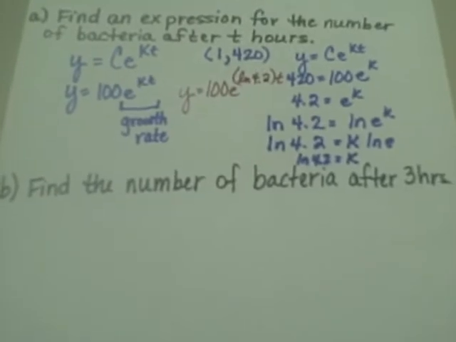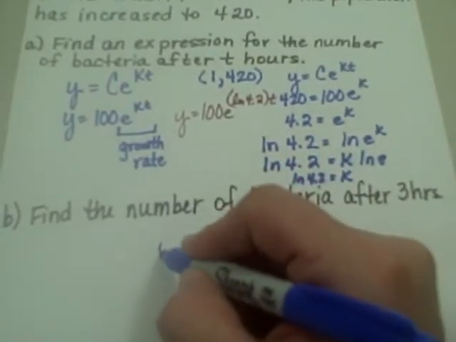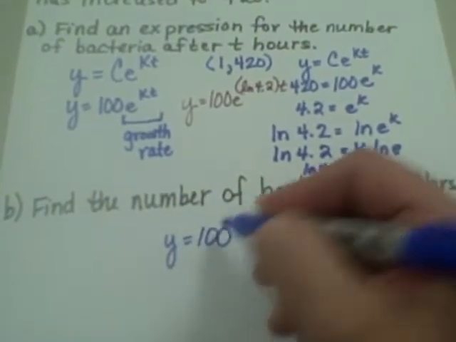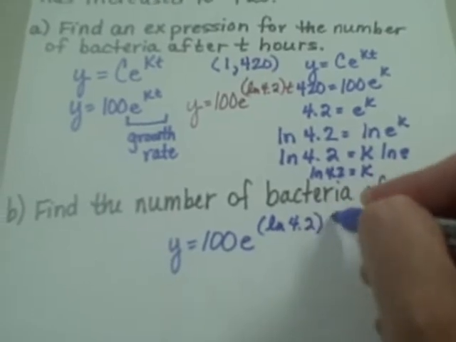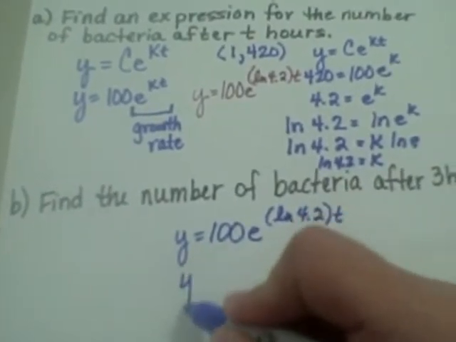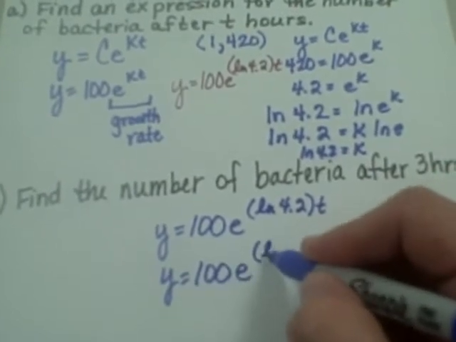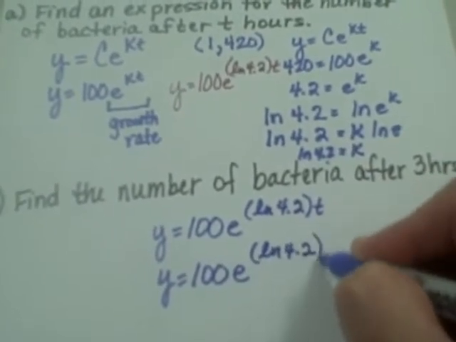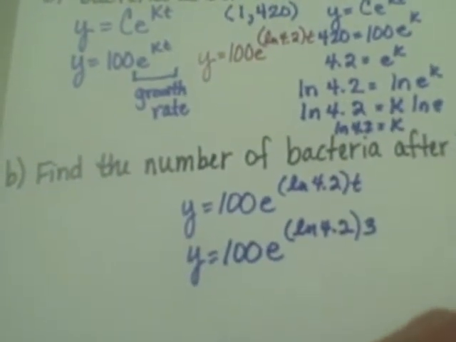Let's move to B. Find the number of bacteria after 3 hours. Since we have the equation y equals 100 e to the ln of 4.2t, we can easily plug in 3 for t. And then plug this into our calculator in order to solve for the value.